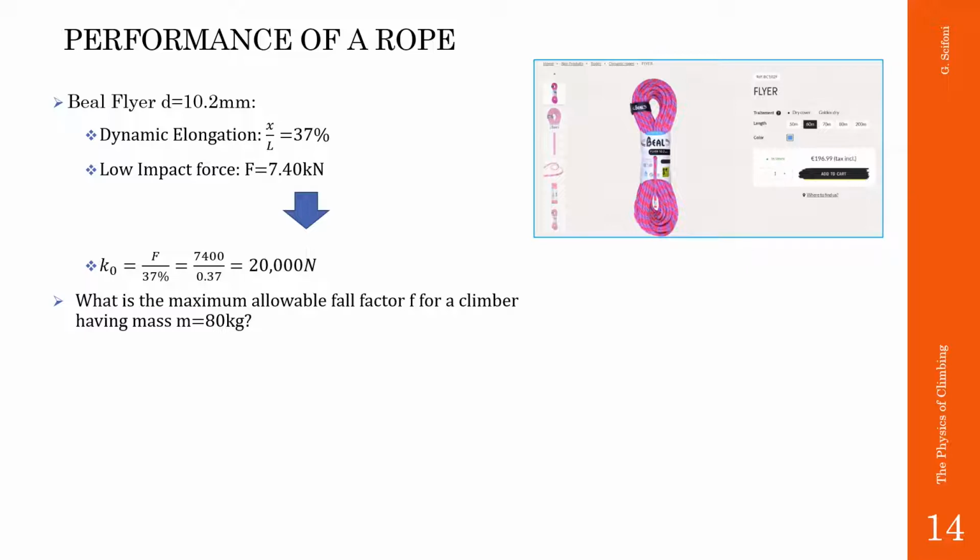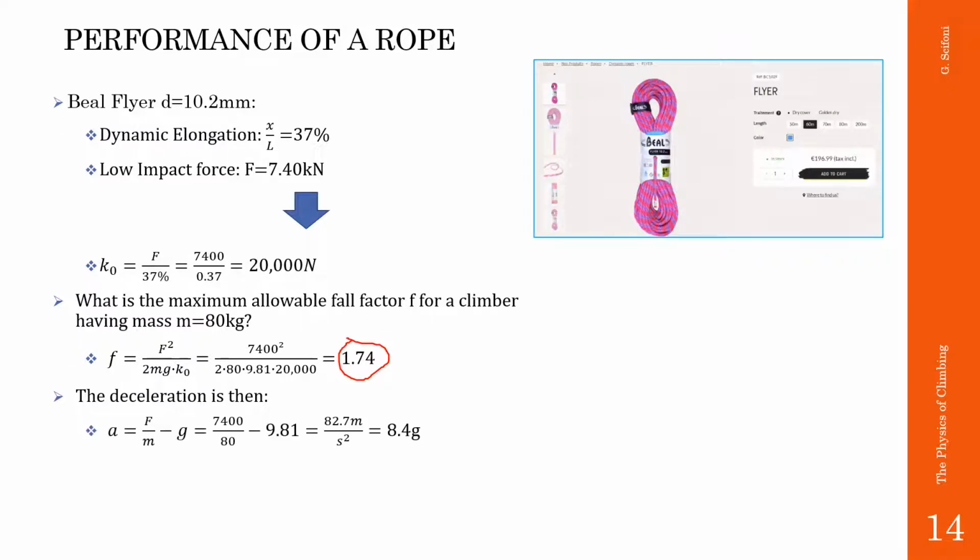Question is, what fall factor can the rope stand for a climber with a mass of 80 kg? The answer gives us the impact force formula solved for F, that is 1.74, also less than 2. The deceleration under such condition is 8.4 g, also very high.